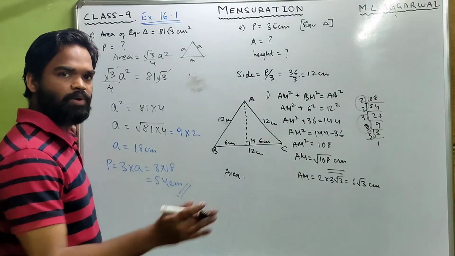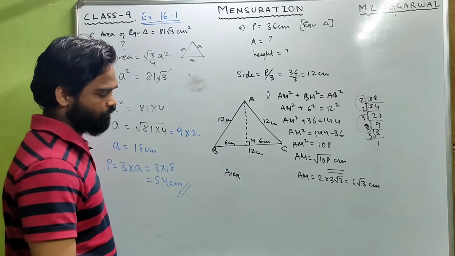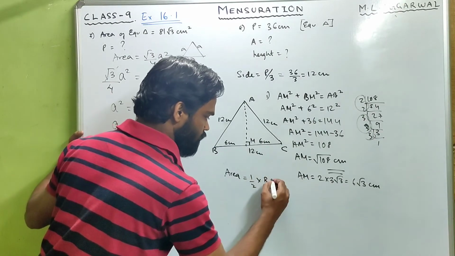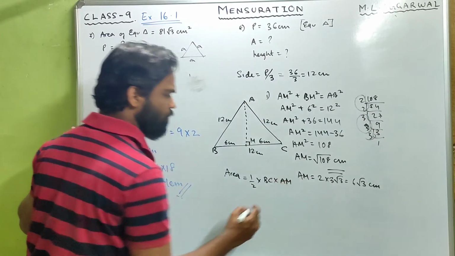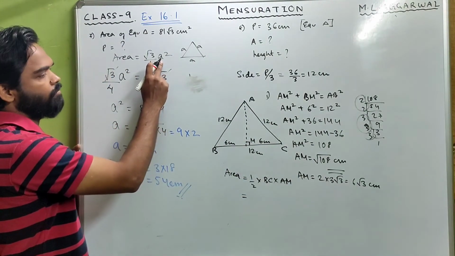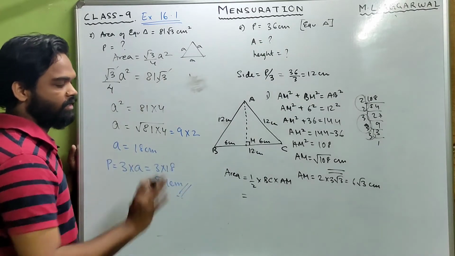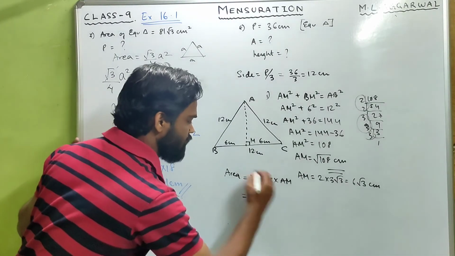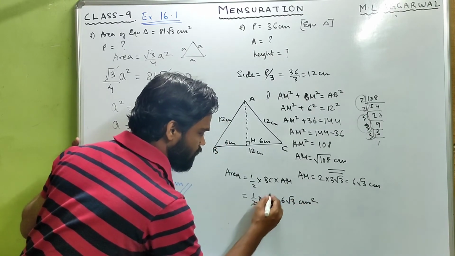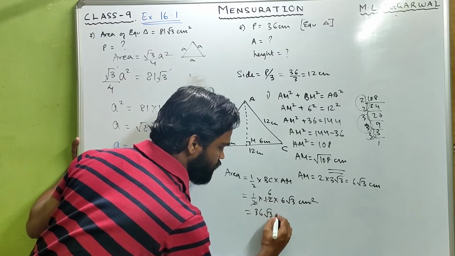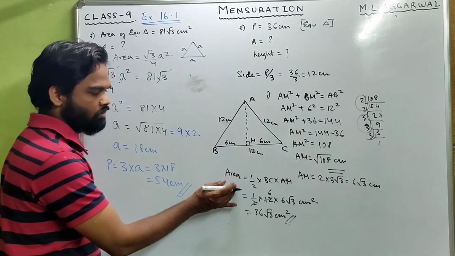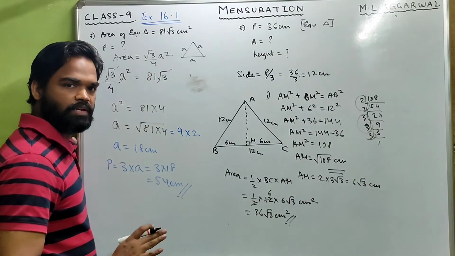You can put root 3's value as 1.732 and calculate. Then area is half into base into height, or you can use the formula root 3 by 4 a square. I'm using this. Okay, you can directly use the formula, and instead of a you can put 12 and get the answer. So half into base is 12. AM is 6 root 3 centimeter square. So that's 36 root 3 centimeter square. That's the area. You can do this by the formula also directly.